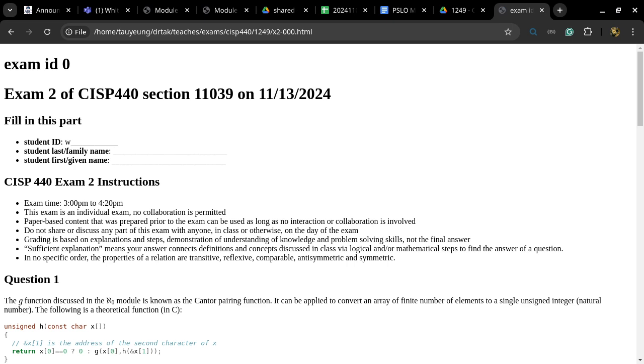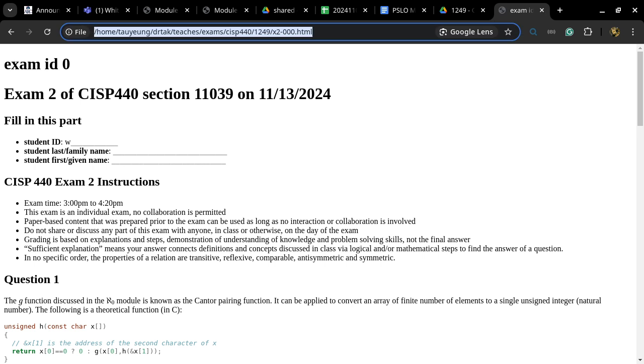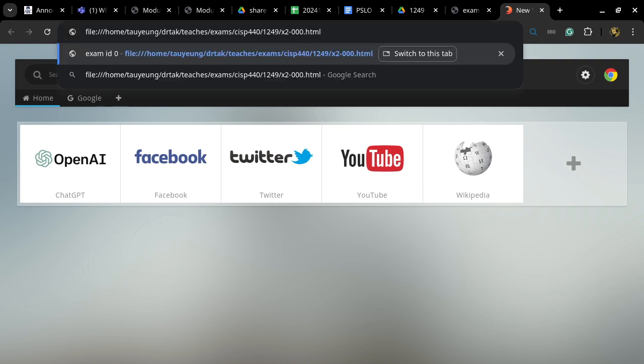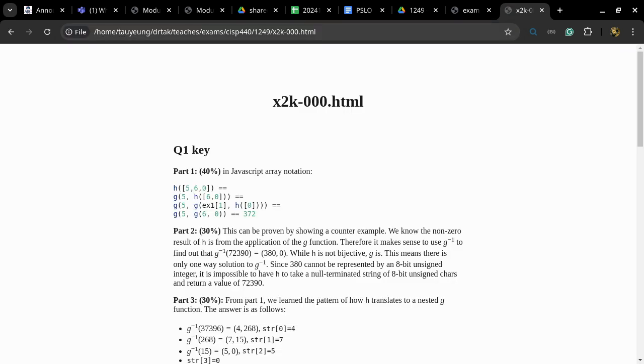All right, so this is the exam, just in an HTML format instead of in PDF. So I just thought we can look at it this way. I chose the ID 0, doesn't really matter which one. And then the key, I can also show the key side by side. I think there's enough room to do it side by side. So the key is the same name, except it has a K for key.